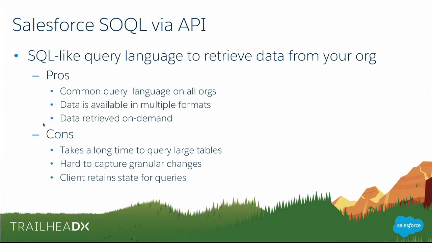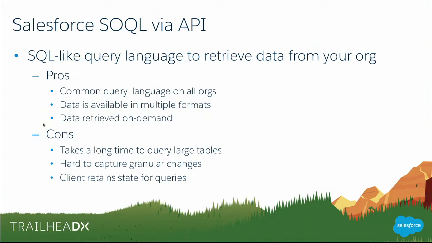It gives you the ability to programmatically access your data and retrieve the state of the data in the system as it exists at the time of request. There's a lot of good things about this. You can use this across any Salesforce org. It's a very common language. The data is available in multiple formats. You can get the data back in JSON, in XML, in CSV. We support a lot of different file formats there. And it is retrieved on demand. When you need it, you ask for it, and we give it back to you.